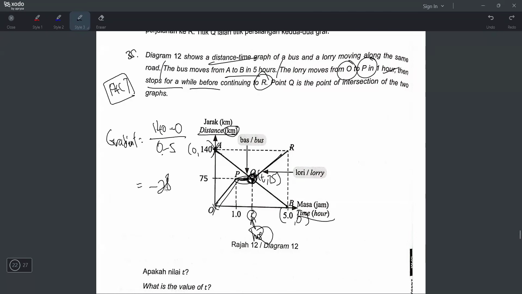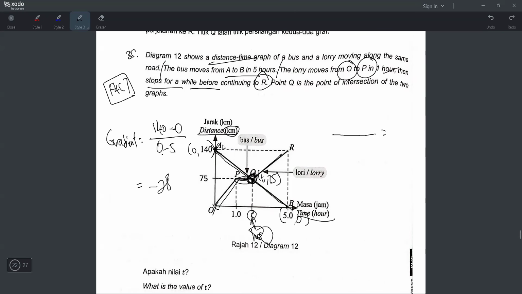Negative 28. But that's the gradient. If you are talking about speed, it will be positive 28 because speed has no negative. Okay. But we don't care. What we want is the t. So what we do now is we do gradient again.